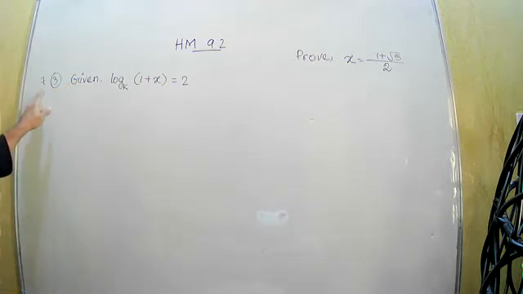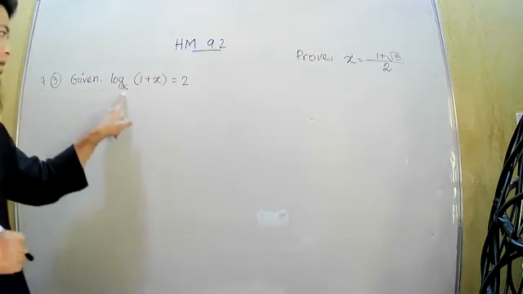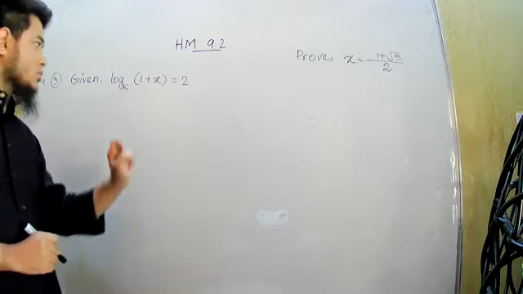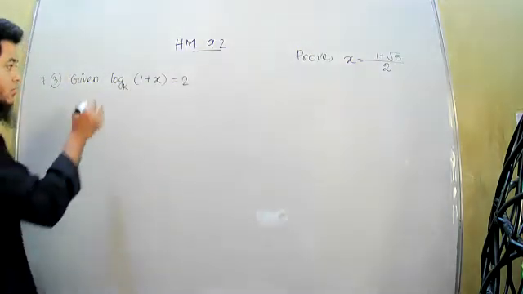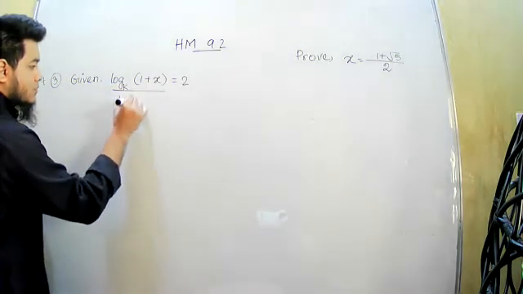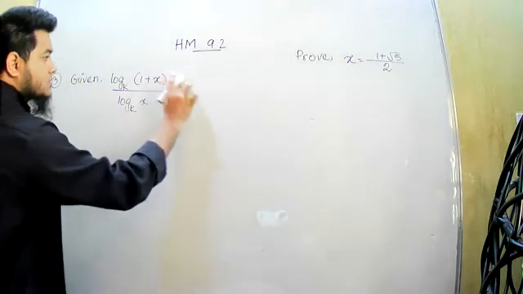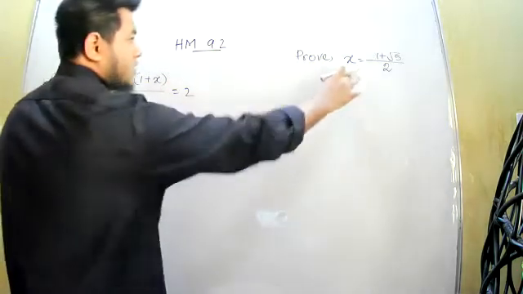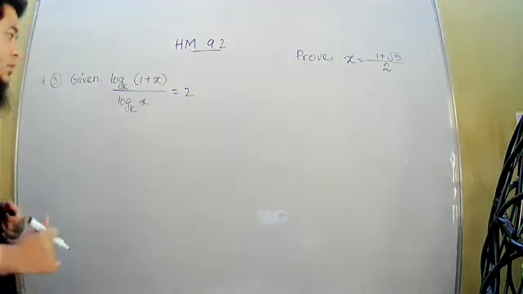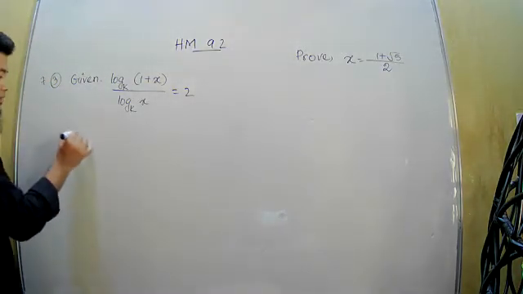So I am at 9.2. This is what is given in 7th tree, okay? Log k base 1 plus x is equal to 2, divided by log k base x. I guess I forgot to write this. Okay, so this is what is given, and this is what we are required to prove. So let us see how we can do that.